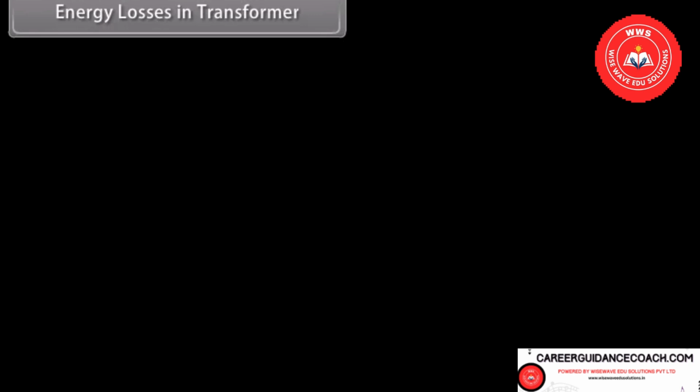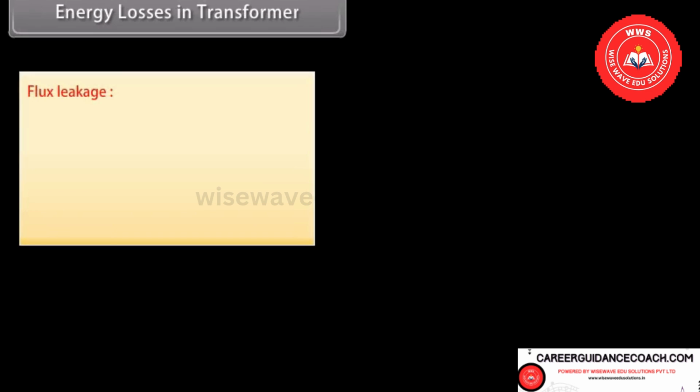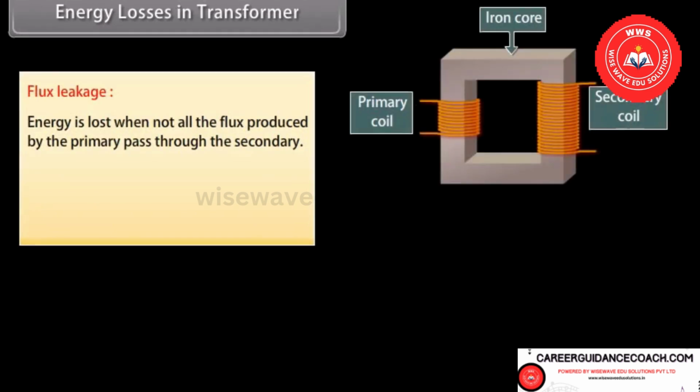Energy losses in transformer. There are some energy losses in a transformer as follows. Flux leakage: energy is lost when not all the flux produced by the primary passes through the secondary. This loss can be reduced by winding the primary and secondary coils one over the other.